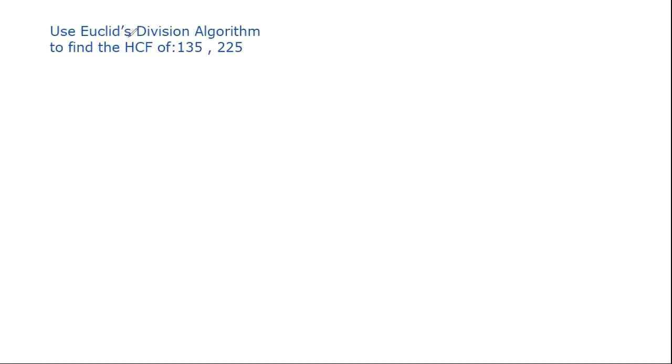Hi everyone. Today we are discussing the first exercise of the first chapter, exercise 1.1 of the NCERT Mathematics textbook. Here is our first question. Use Euclid's division algorithm to find the HCF of 135 and 225. So here two numbers are given, 135 and 225. Let's try to find the HCF using Euclid's division algorithm.